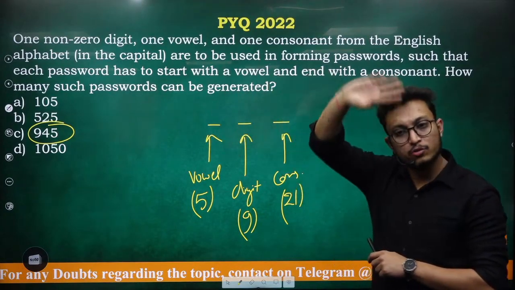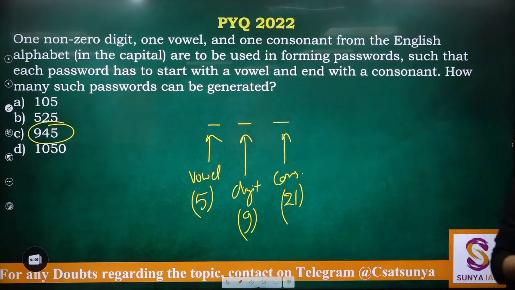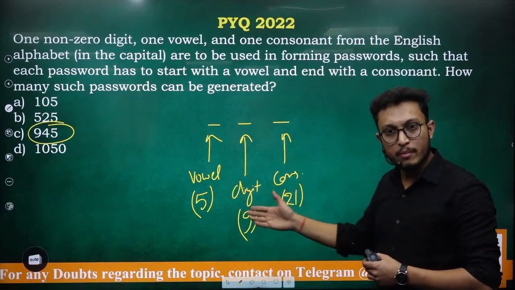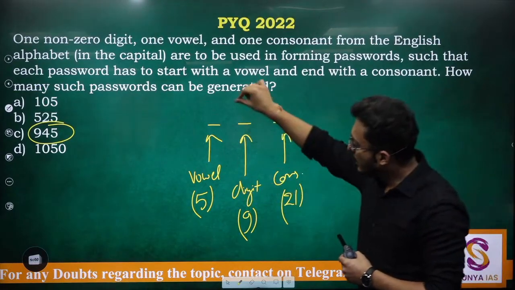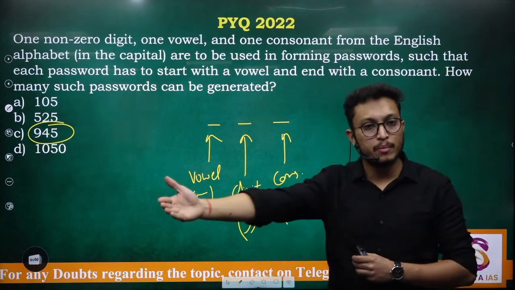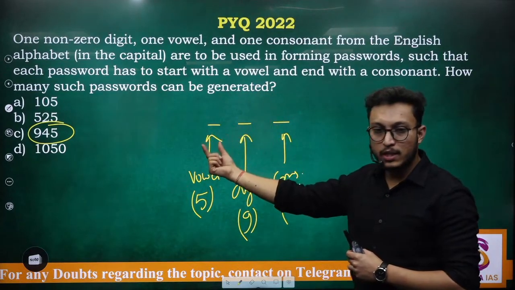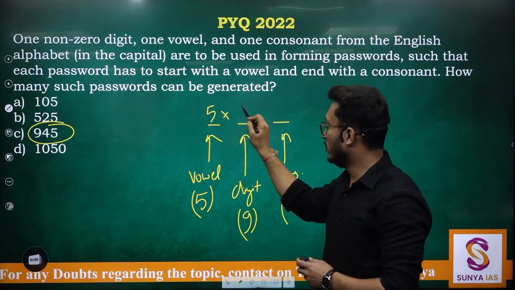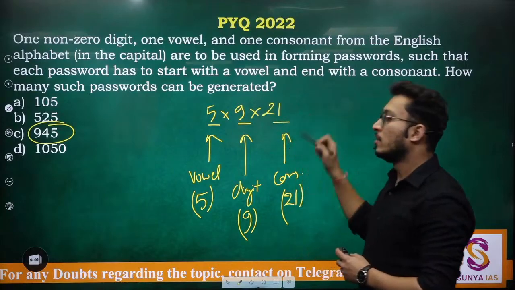समझ में आया? बार बार उस पर भी चले जाओगे तो भी सेम आएगा. If you are confused in the exam, should I add all of them? Should I multiply all of them? I need to perform an event like this and this and this because I need to set a password. एक vowel चाहिए, ये भी चाहिए, ये भी चाहिए. So 5 cross 9 cross 21.